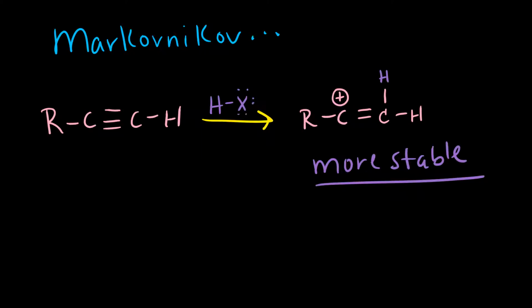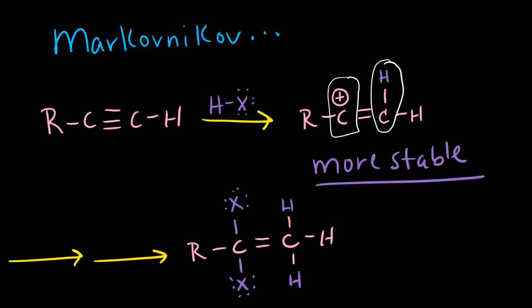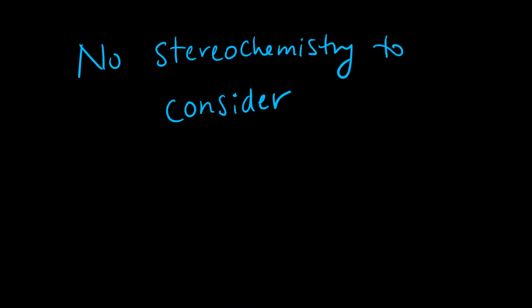When you have a terminal alkyne, it's going to follow Markovnikov's rule and protonate the less substituted side to leave the carbocation on the more stable side. And then, after a couple of steps, you're going to get that second equivalent of X minus coming in. So the bottom line is, with the terminal alkynes, the geminal halide is going to be formed on the more substituted carbon. And finally, there's no stereochemistry to consider during this reaction.